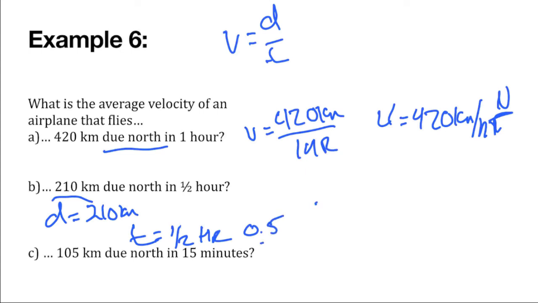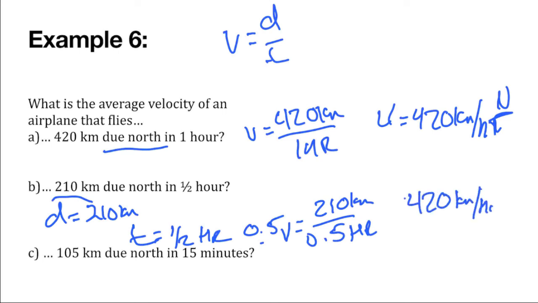Okay. So we have 210 kilometers divided by 0.5 seconds. Not seconds, hours. Oh, that's right, hours. My bad. So this is 0.5 hours, and then this is my velocity. So this also comes out to be 420 kilometers per hour north.